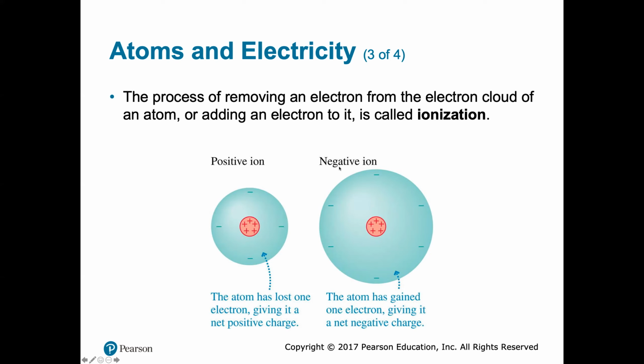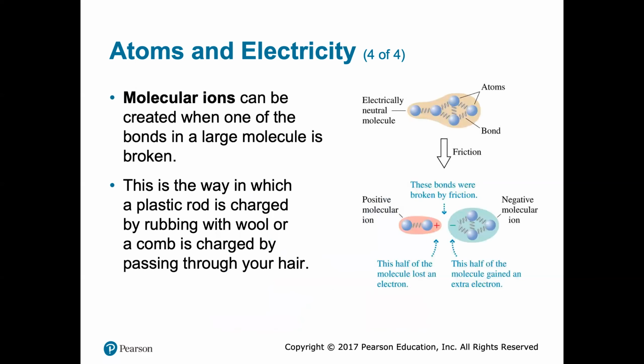In the opposite way, you will see negative ions. A negative ion has more electrons than protons. So that's why they become positive or negative: the uneven number between protons and electrons in ions.